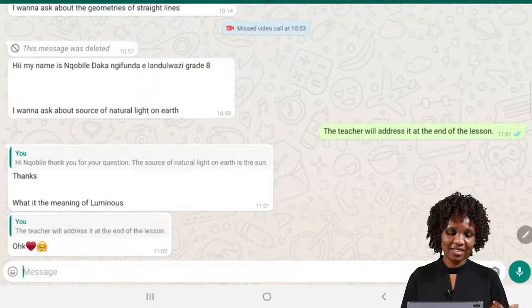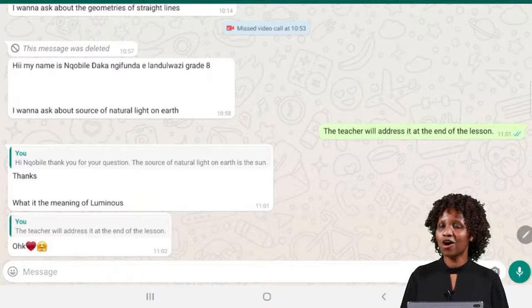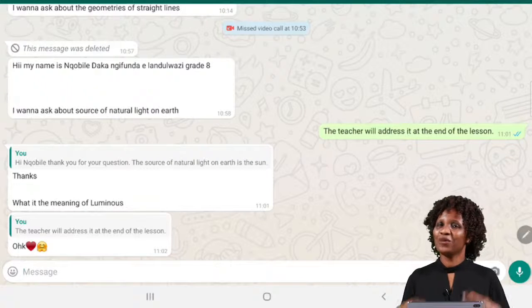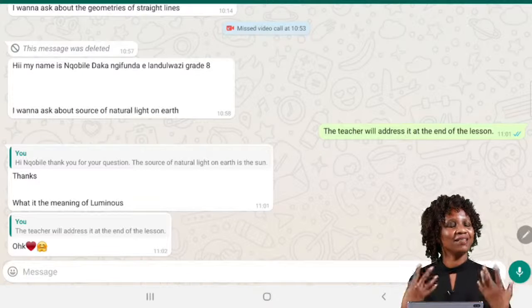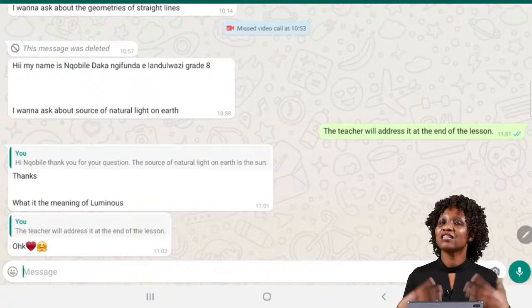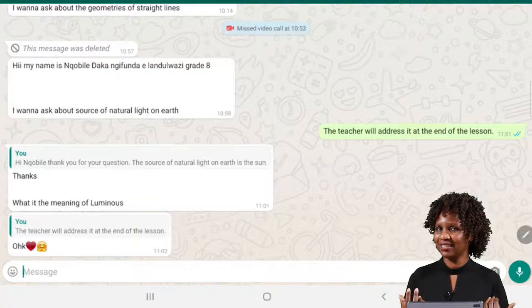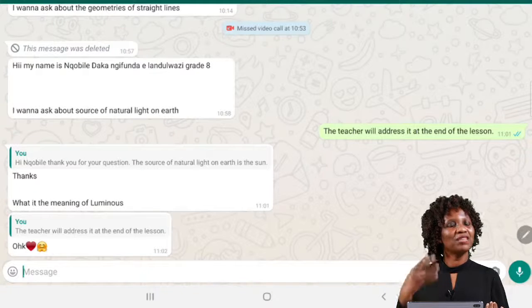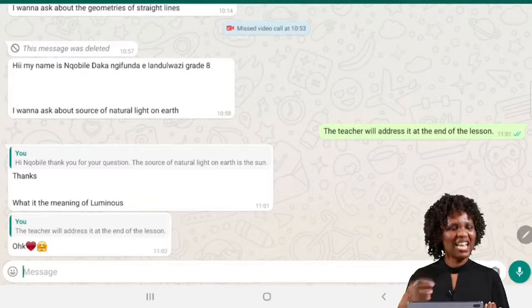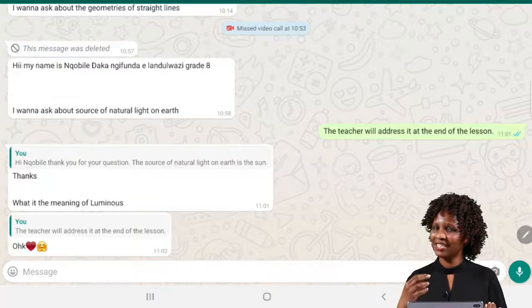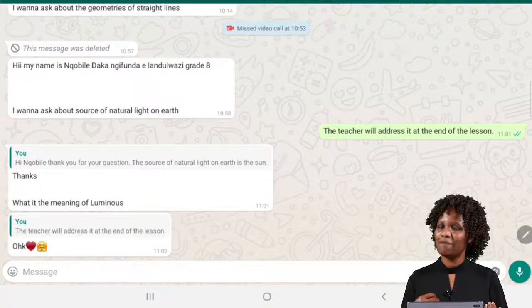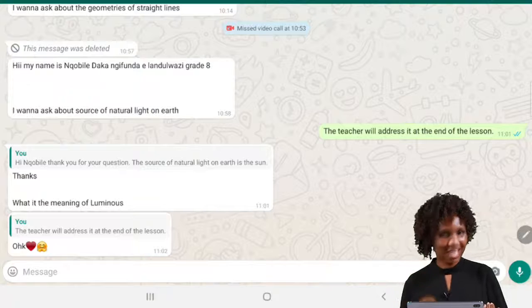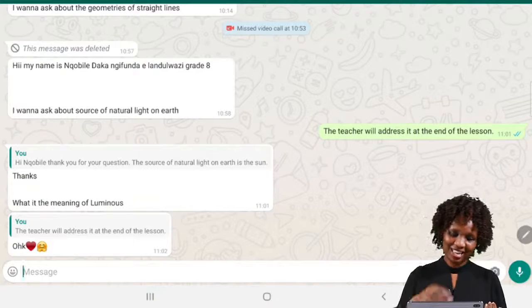Question number 1 says, what is the meaning of luminous? When we are talking about luminous, these are the objects that are giving off light. For example, the sun is luminous. It is giving off light. And the sun is the what? It is the source of light on earth. Do you get that, grade 8?